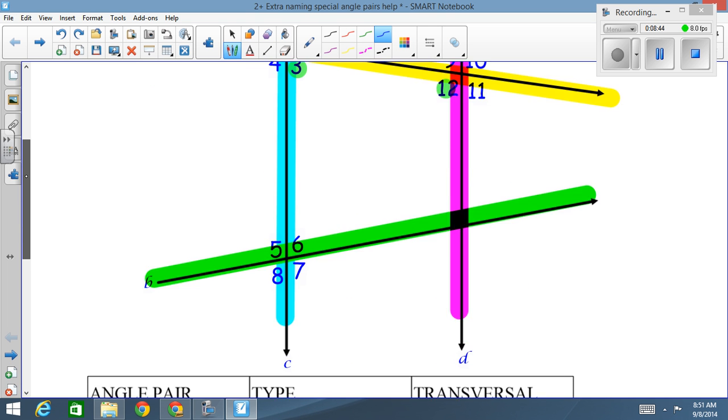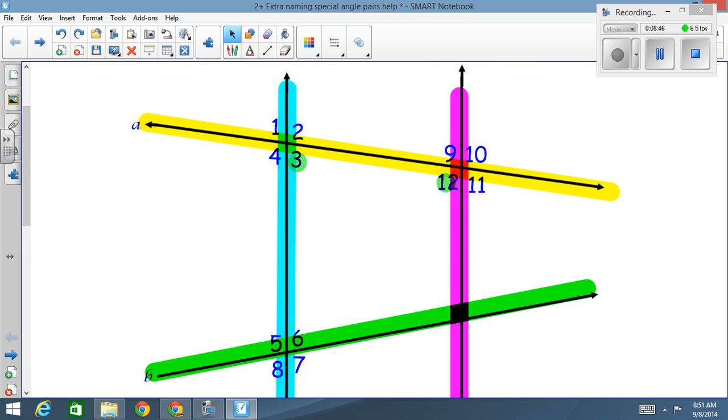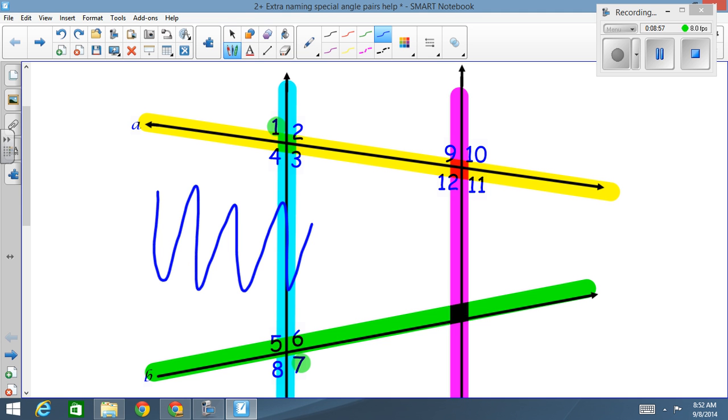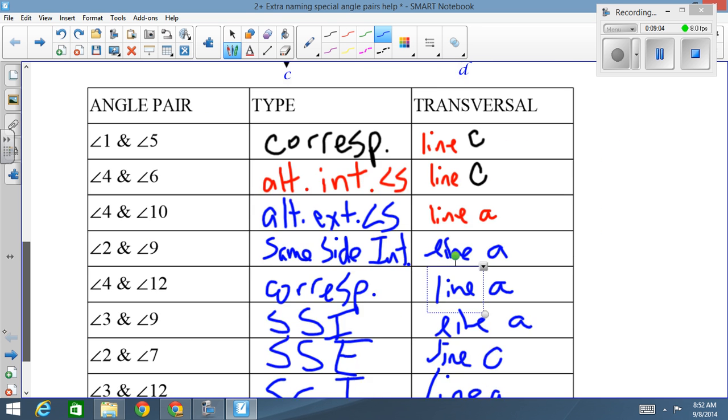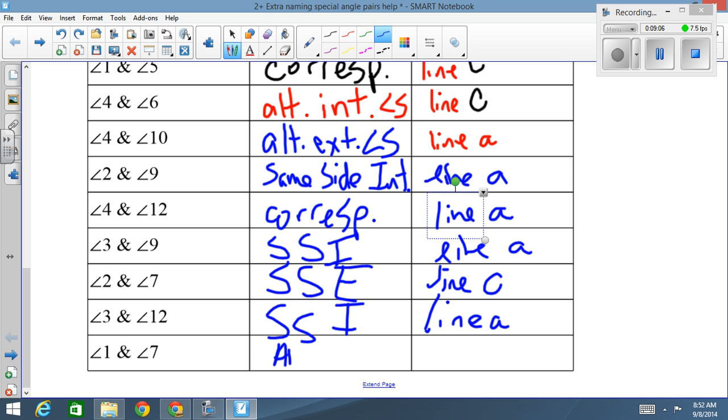And lastly, angles 1 and 7. Here's angle 1. Here's angle 7. My transversal's back to being the blue line. These are both on the exterior because my interior would be in here. And because they're on the exterior and because they are diagonal from each other, these are going to be alternate exterior angles, and the transversal is line C again.